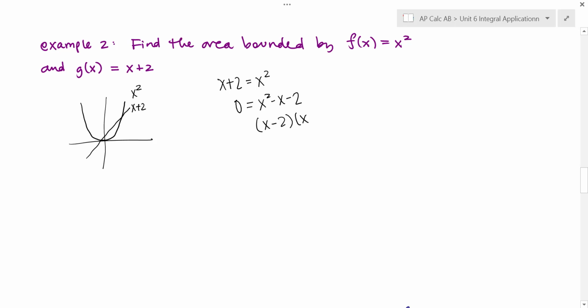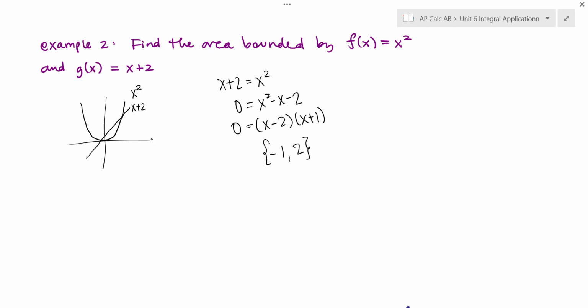And when I do that, I get intersections of -1 and +2, which feels right based on my rough sketch of what those graphs look like. And wow, that sketch is pretty rough. All right, so let's get moving on.